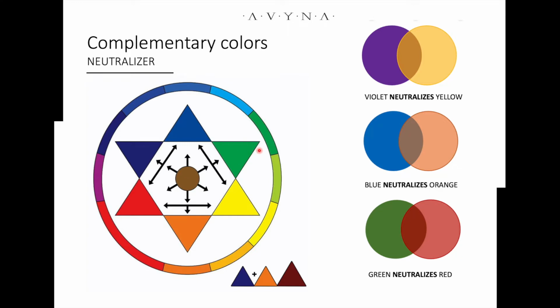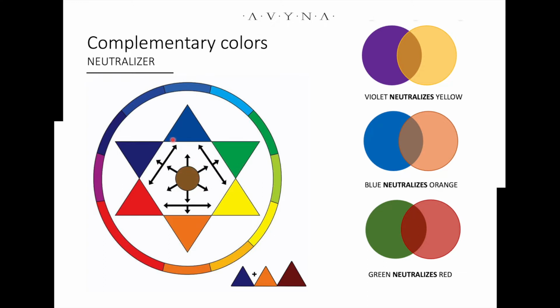So you're going to neutralize warm tones with cool tones. Violet neutralizes yellow, blue neutralizes orange, and green neutralizes red. What are you doing when you're neutralizing? When you want to neutralize orange with blue, what do you get? Orange is made of red and yellow, so you're again mixing the three primary colors together, and you're going to get a brown tone.